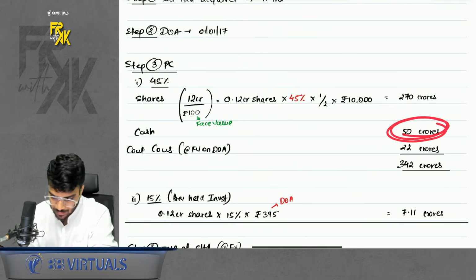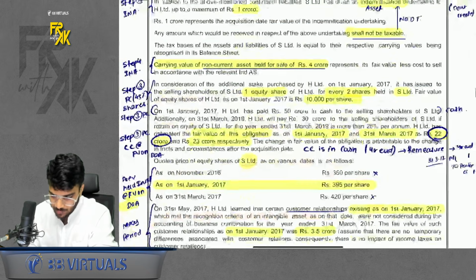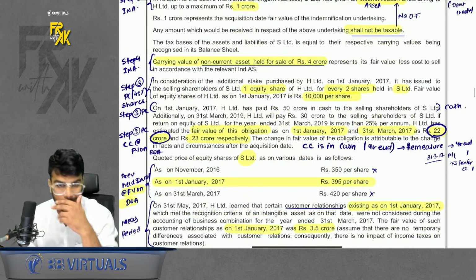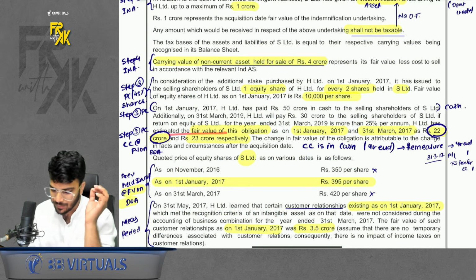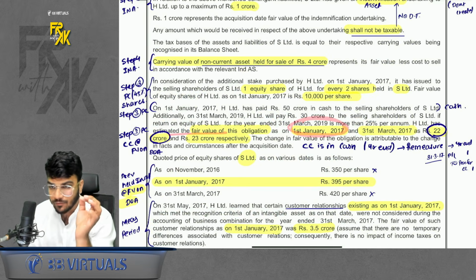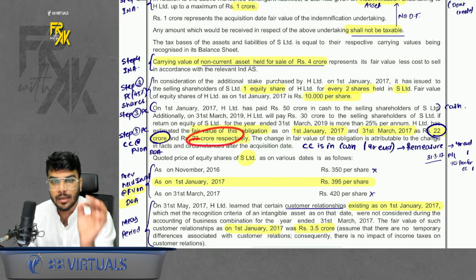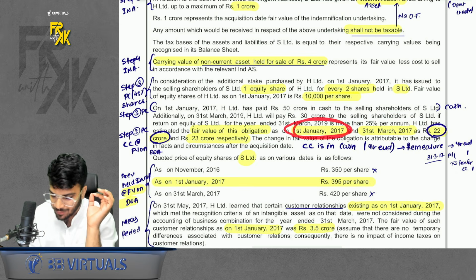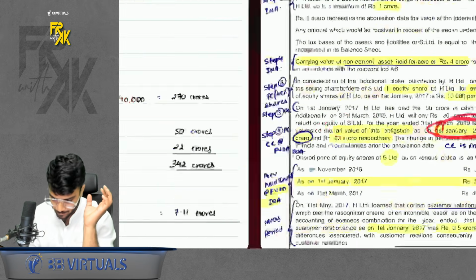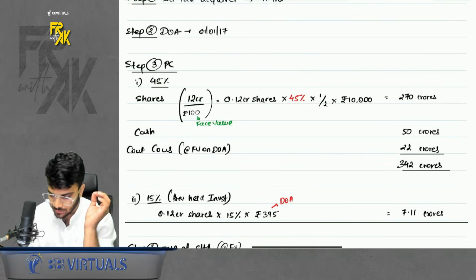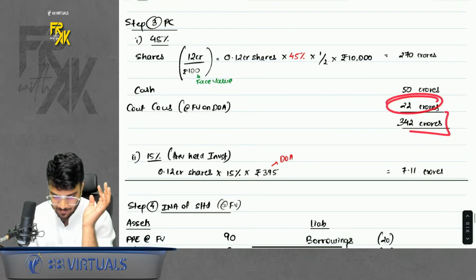Apart from it, you are also giving contingent consideration. Now for contingent consideration, question gives 2 values. Okay, one value it is giving for date of acquisition, and one fair value of contingent consideration is given at year end. In PC, we will take it over at the fair value at date of acquisition, that is 22 CR. Okay, so we'll take 22 CR. We got the PC amount as per 45%.